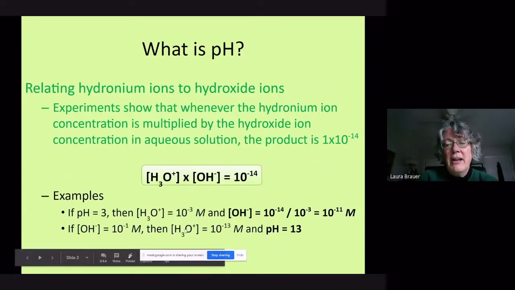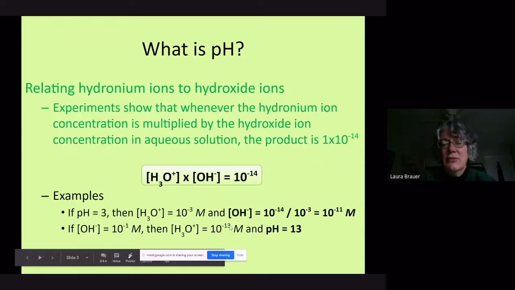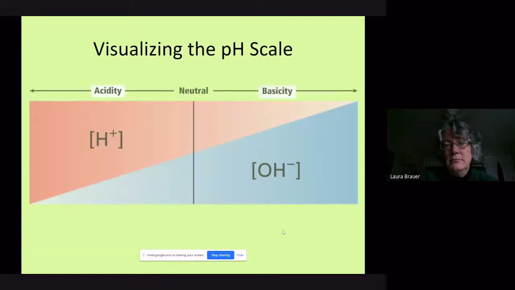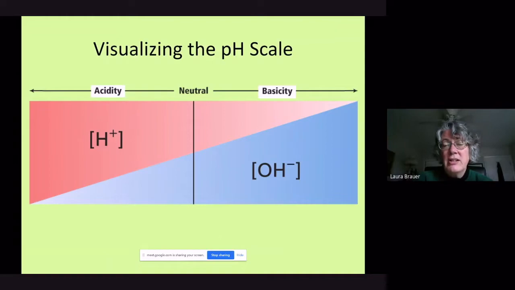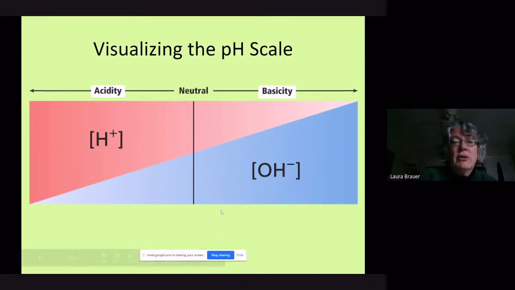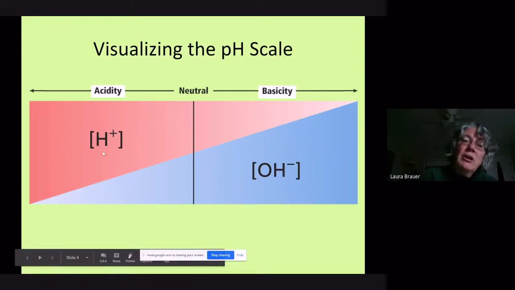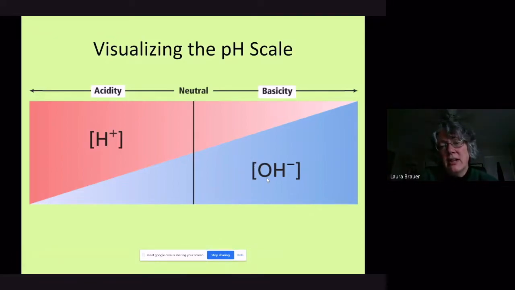So if hydronium ion concentration is 10 to the negative 13, then I have a pH of 13. To visualize it, when I look at a solution to determine acid-base concentration as far as hydronium versus hydroxide ion concentration, both of them will be present. So it's showing me if it's more acidic, there's going to be more hydronium or H+. If it's basic, it's going to be more hydroxide concentration.